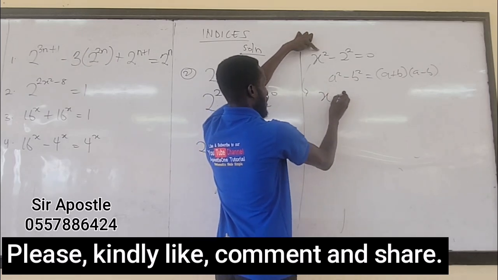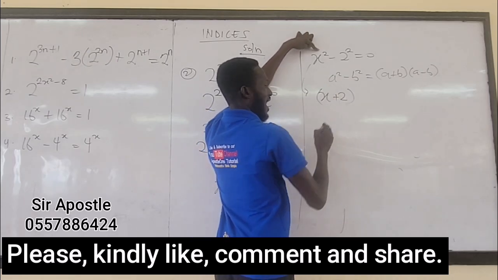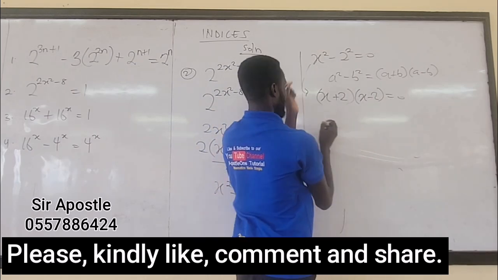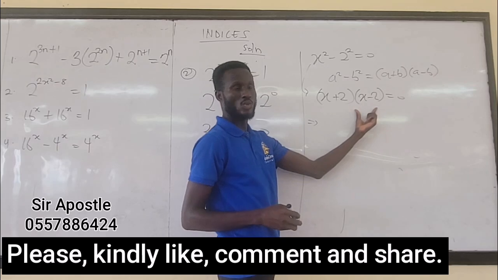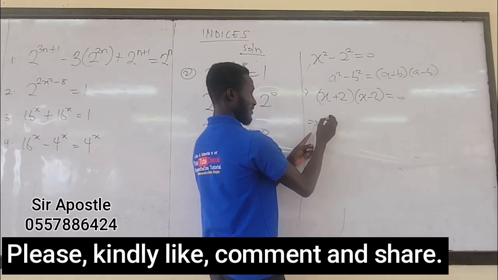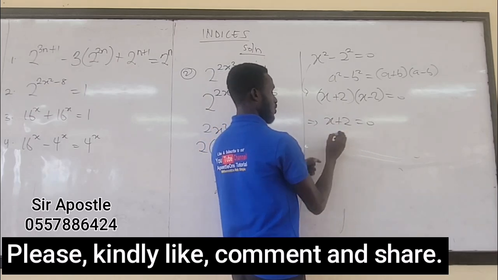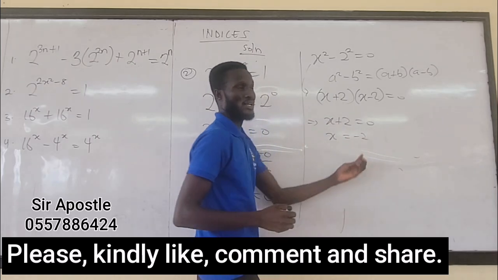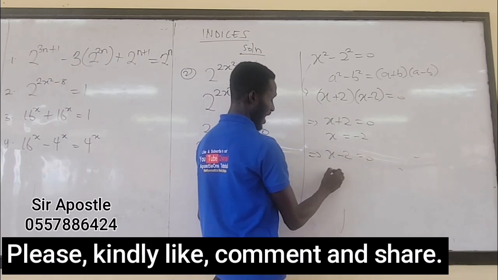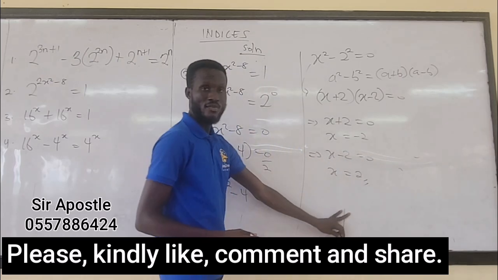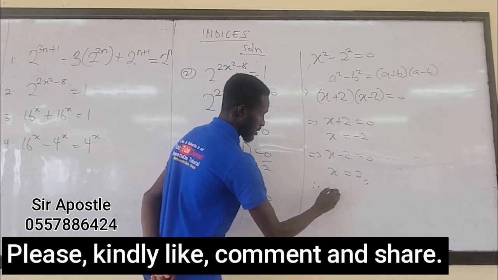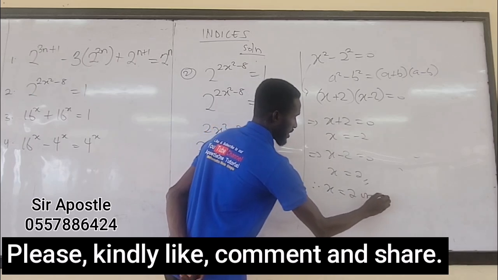We have x plus 2, adding the bases, and then x minus 2 equal to 0. Now when 2 factors multiply to give you 0, it means either one of them is 0 or both of them are 0. So I have to take the first one, x plus 2 equal to 0, x equals minus 2. Then I'll consider the second bracket. x minus 2 equals 0. So we have x equals what? 2. So therefore we have gotten 2 answers for x. So we have x is equal to 2 or negative 2.